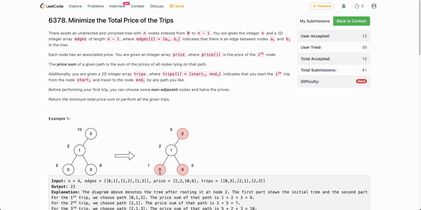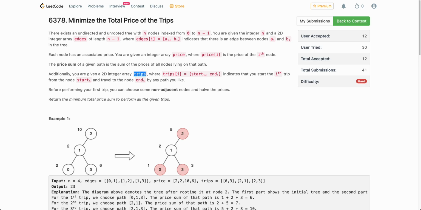So let's say you have to find out the price sum of the path starting from 0 and ending at 3. In that case, the price sum would be the sum of the prices of all the nodes which are lying in the path from 0 to 3. So 0 to 3 has 3 nodes, 0, 1 and 3. The sum of all the nodes would be 1 plus 2 plus 3. So the price sum of this path would be 6, right?